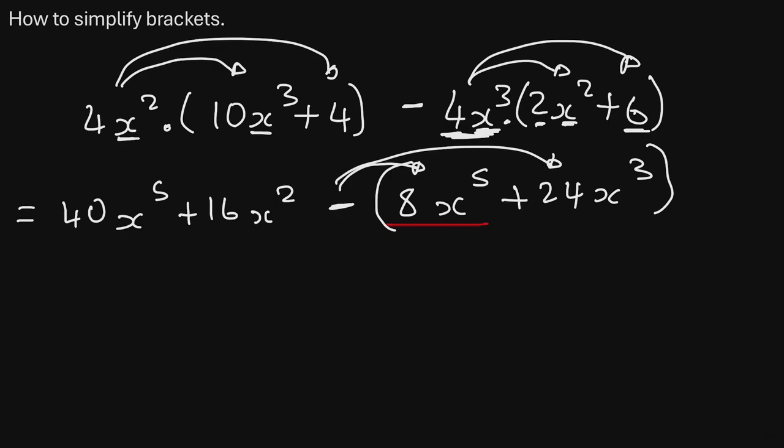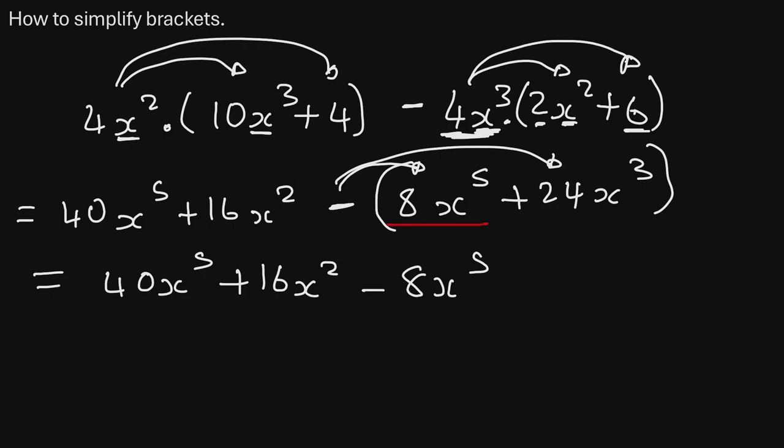I mean the negative sign. And therefore this will change to be what? This will change to be 40x to the power of 5 plus 16x squared. Now what is going to happen is that the negative will change this thing to be what? To be negative 8x to the power of 5. And the negative will change the sign to be what? To be negative 24x cubed. So it is very much important you look at the sign that you have there.